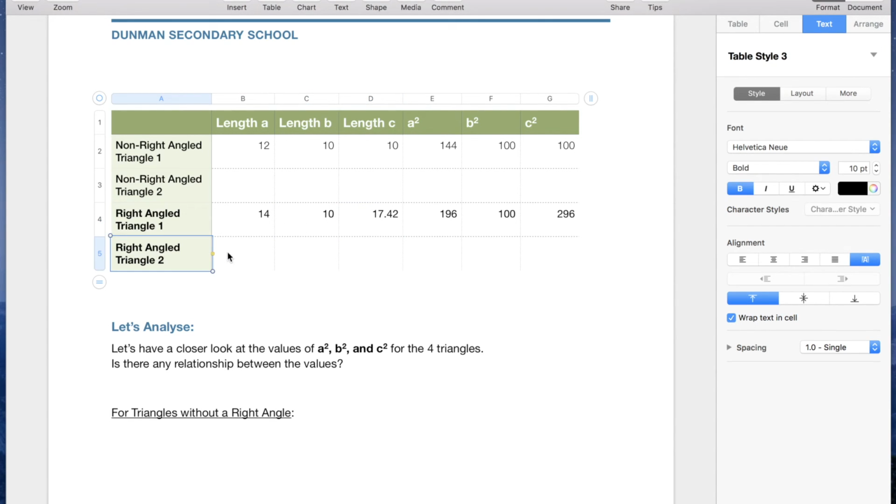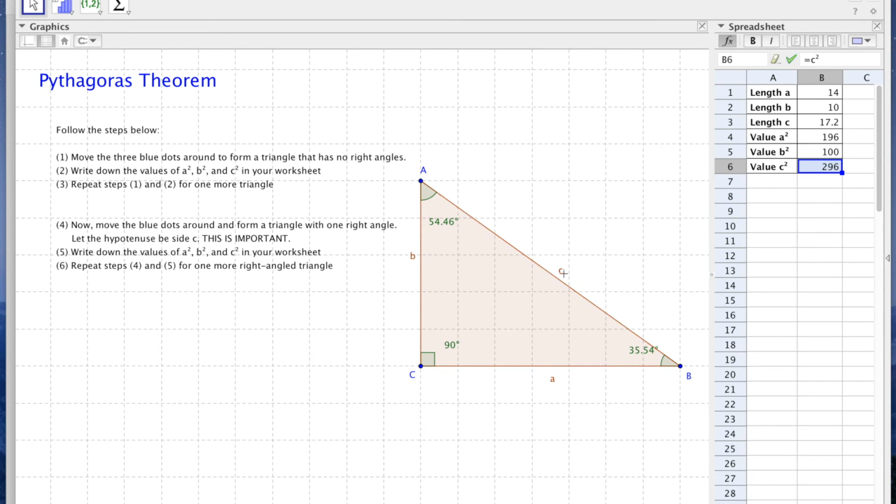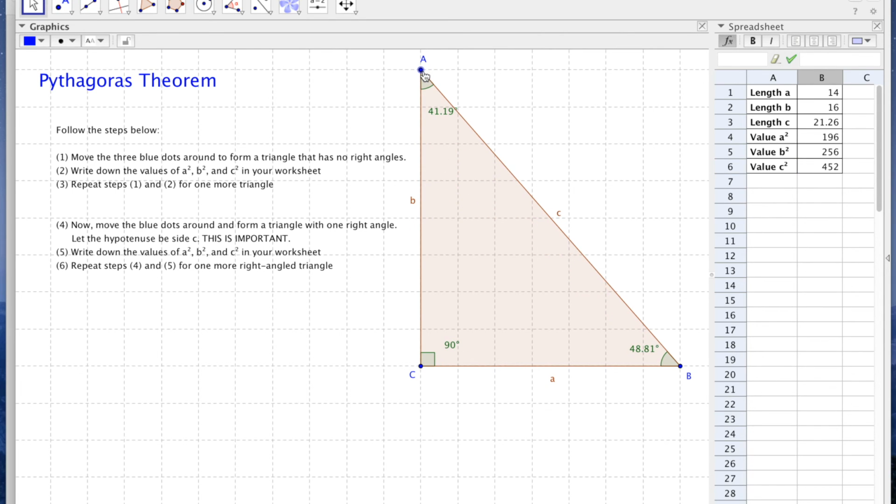Again, you need to form another right angle triangle and record a second set of data. Let me go through it with you again. Remember, side C must be the hypotenuse. I'll show you one simple way: you can just do this. Now we have another right angle triangle with side C as the hypotenuse. Again, please don't just take the values that I have here. Be adventurous and try out your own triangles and record your own data. It'll be more fulfilling that way.